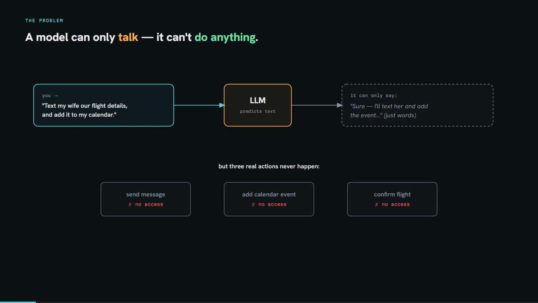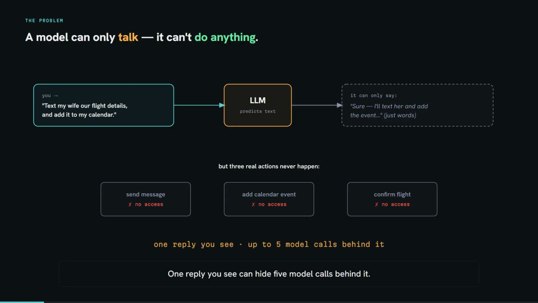So how does one sentence become a chain of real actions without the assistant losing track of what it's doing halfway through? That single reply you see can hide 5 separate model calls behind it.